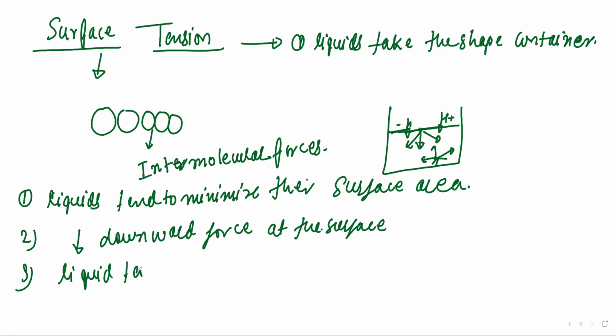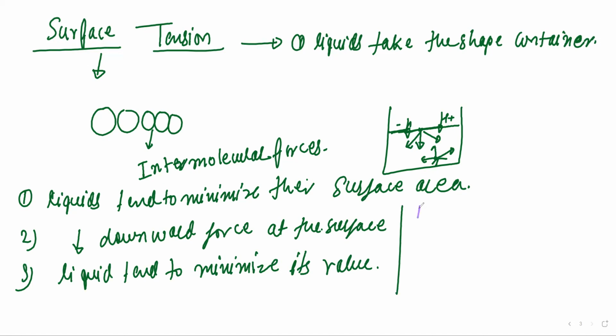Liquid tends to minimize its value. The energy required to increase the surface area of the liquid by 1 unit is called surface energy. So what will be the definition for surface energy? Write the next point: the energy required to increase the surface area of the liquid by 1 unit is called surface energy.